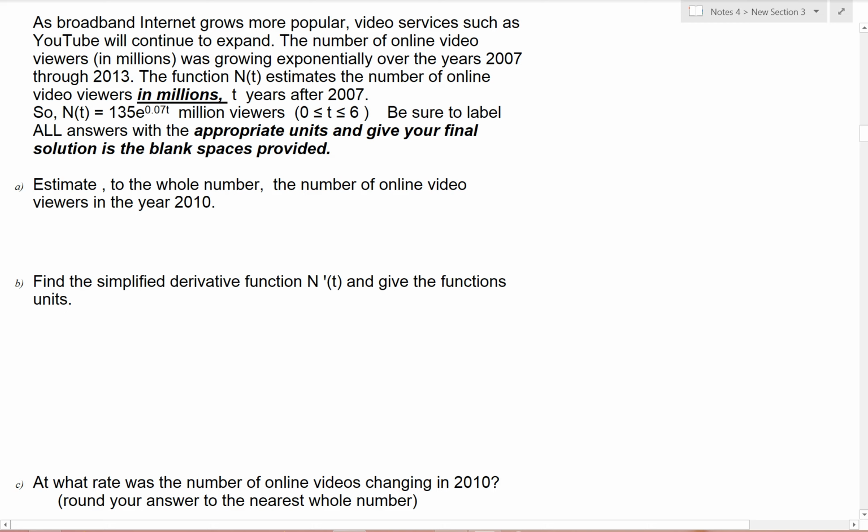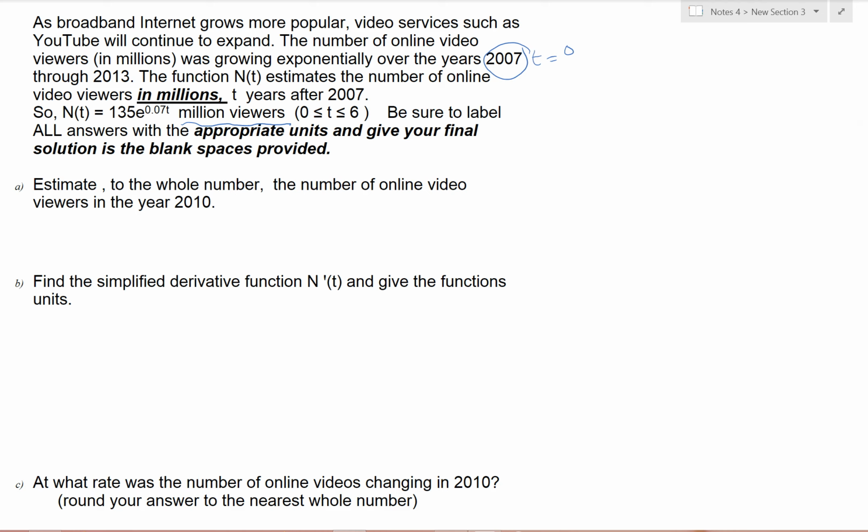They did a study between 2007 and 2013 where it estimates the number of online viewers in the millions. So I've got to keep track that it's in millions when I go to my units. We're starting in 2007, so 2007 would be my time 0. Up to 2013, so my domain is only from 0 to 6. I don't go past 6.